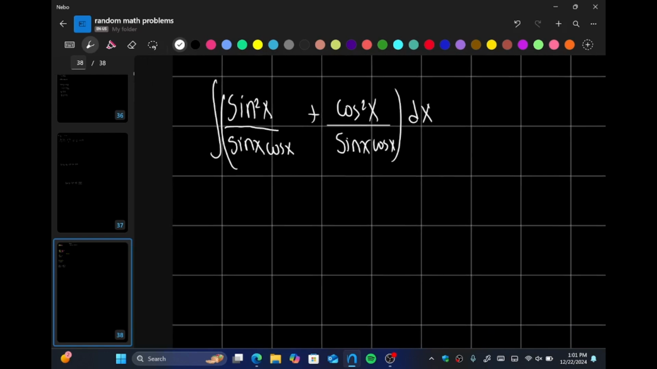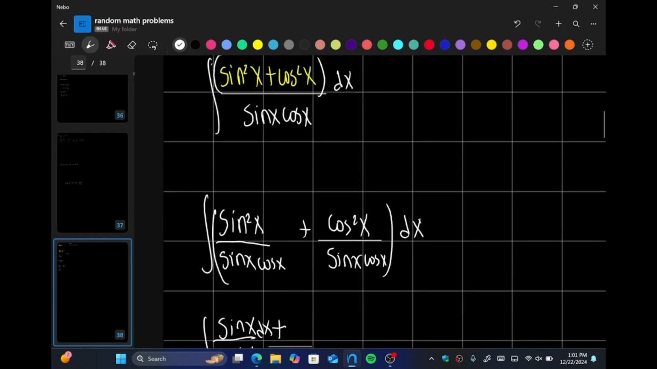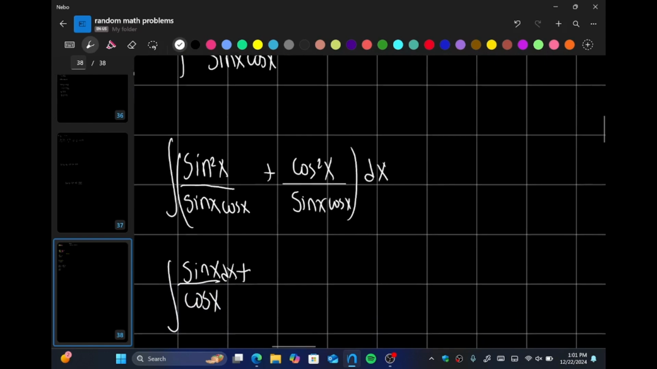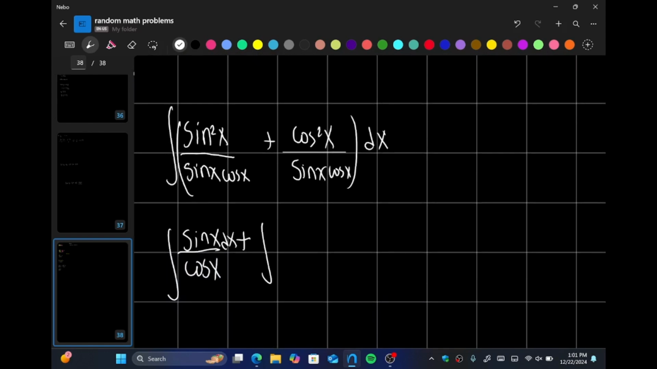Now, you want to use your properties of exponents, guys. You're going to do the integral of sine x over cosine x dx, and then it's going to go plus the integral of cosine x over sine x dx.